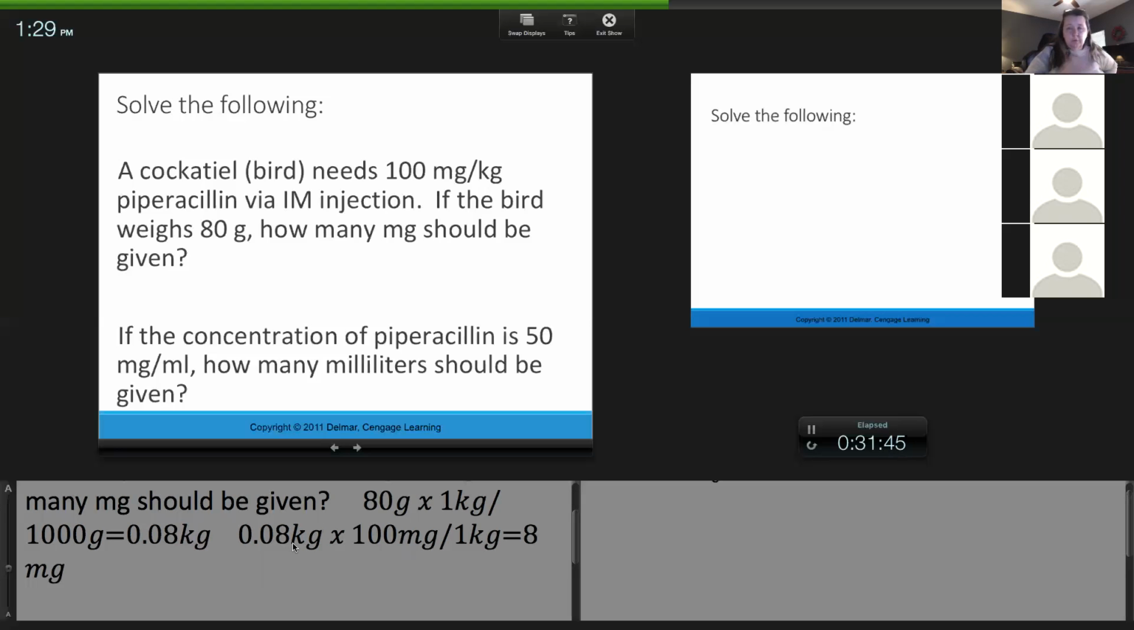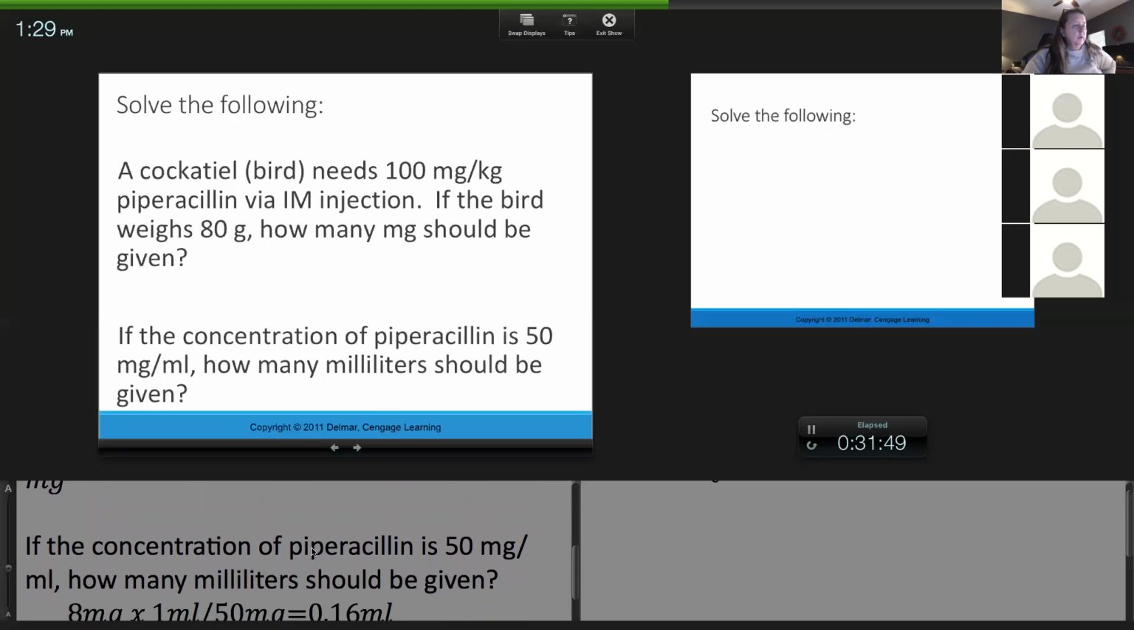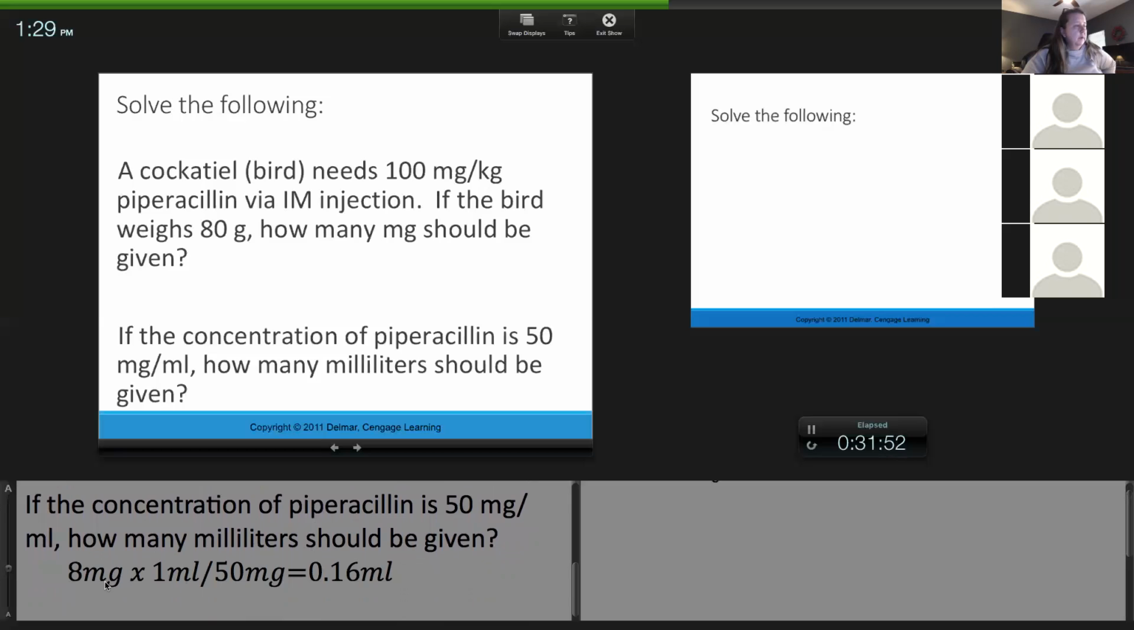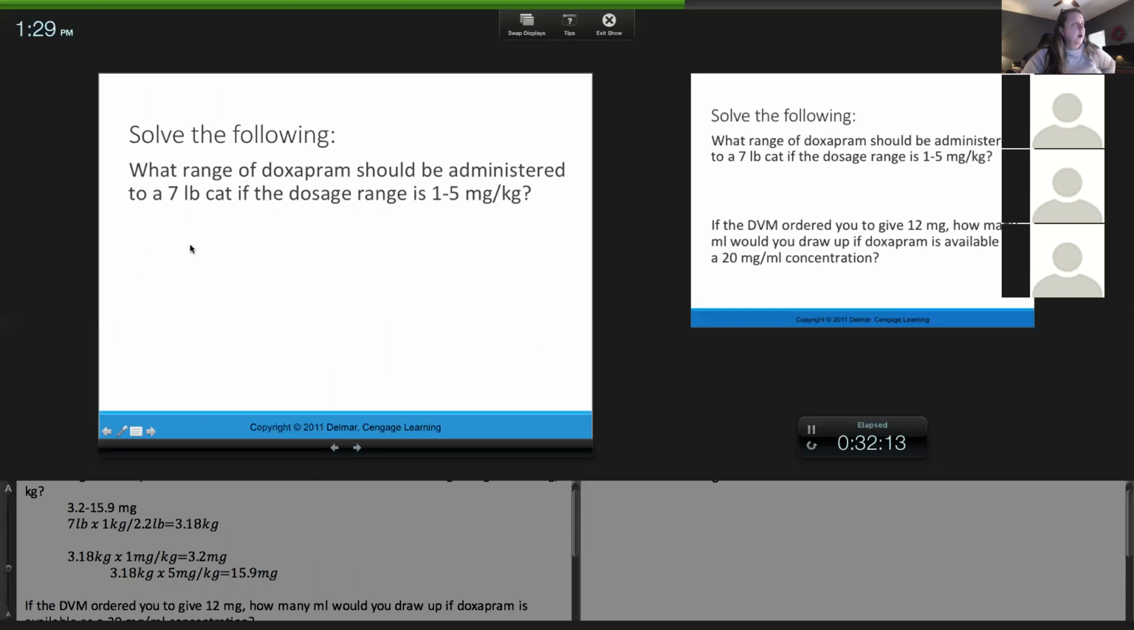8 milligrams of drug, and then, it's 50 milligrams per mil. So you take 8 milligrams and you divide that by 50, the bird is going to get 0.16 mLs. And you can see in this problem, my milligrams is more than my mils. So it fits our rule. Let me go through another one.